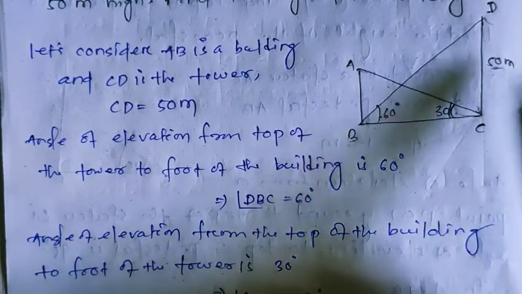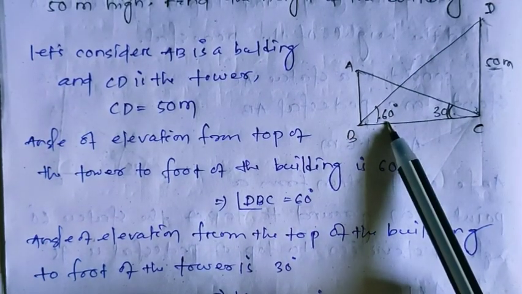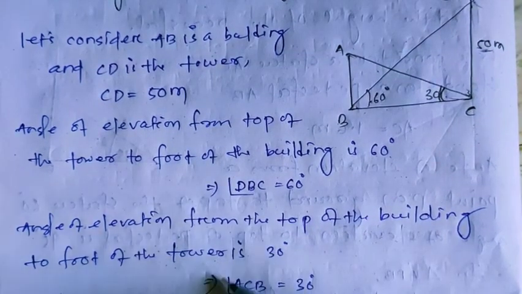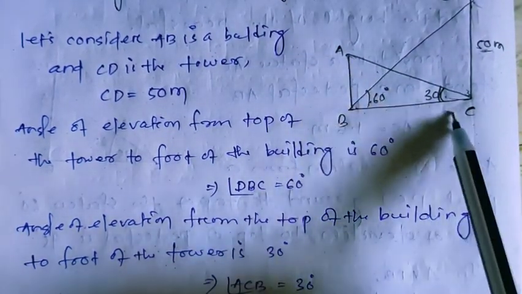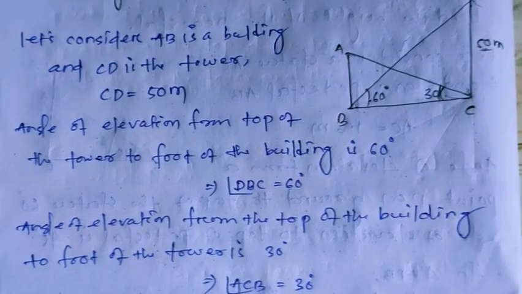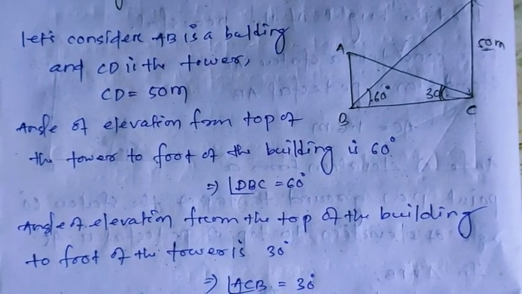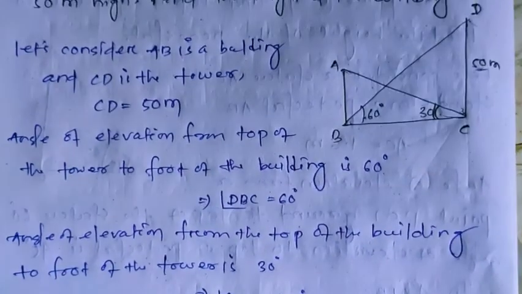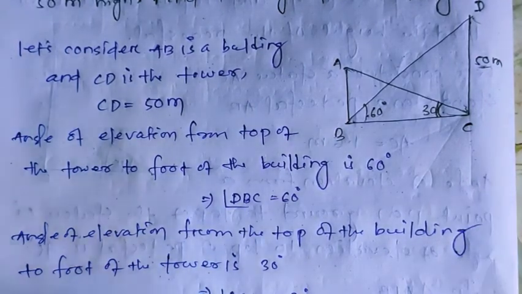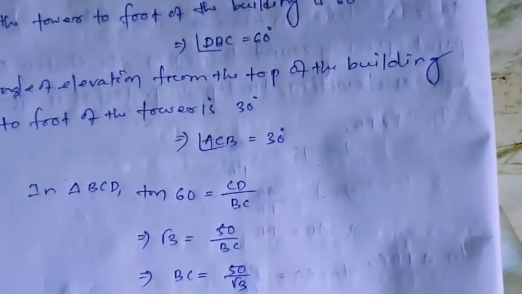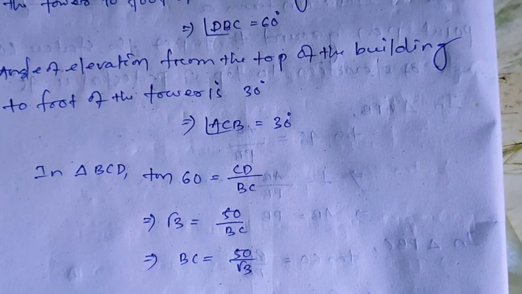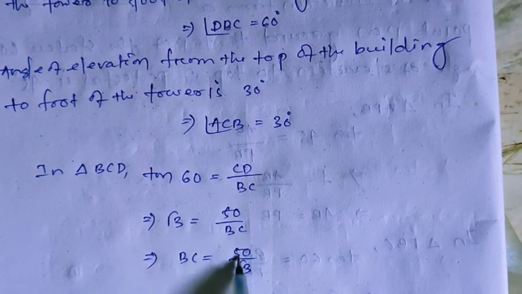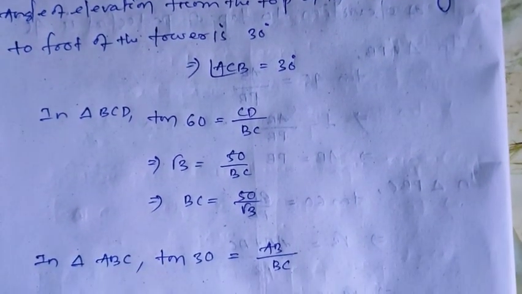That means angle DBC is equal to 60 degrees. Similarly, the angle of elevation from the top of the building to the foot of the tower is 30 degrees. That means angle ACB is equal to 30 degrees. Now I can write in triangle BCD, tan 60 is equal to CD by BC. This implies root 3 is equal to CD, which is given 50, by BC. This implies BC is equal to 50 by root 3.